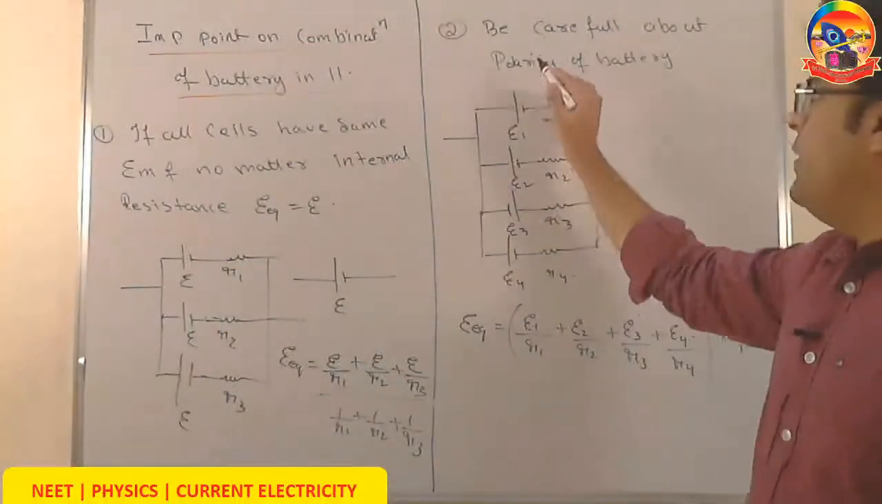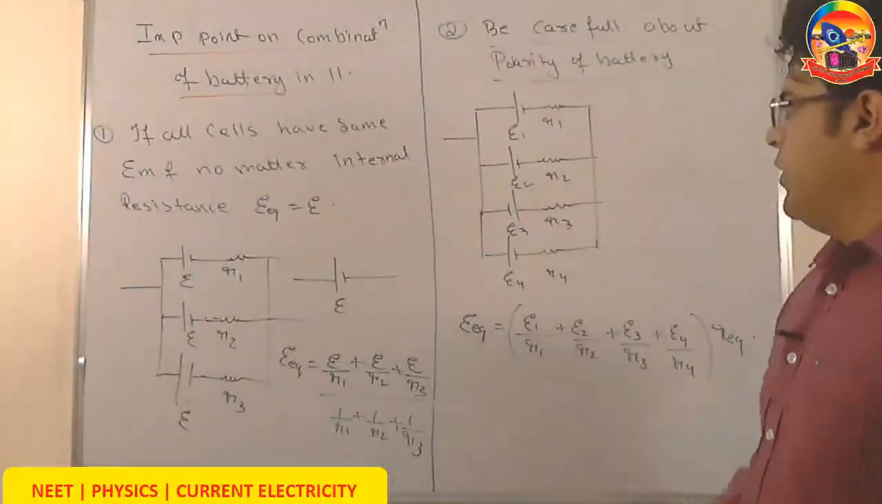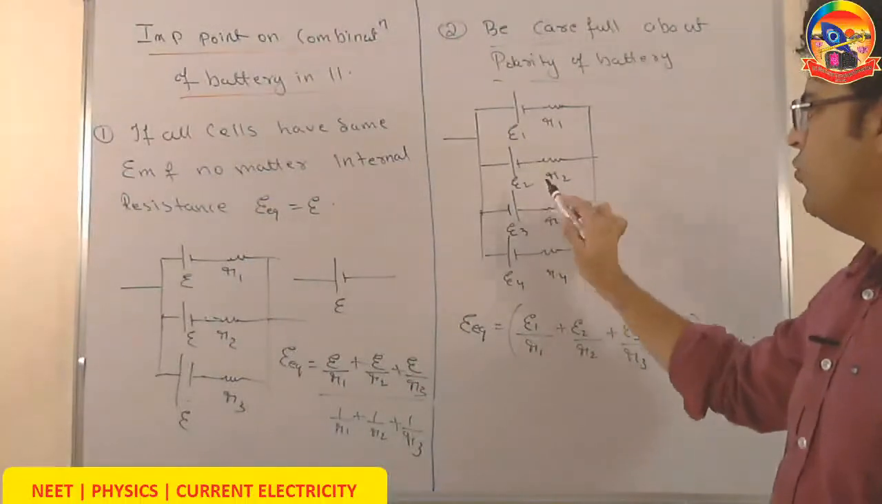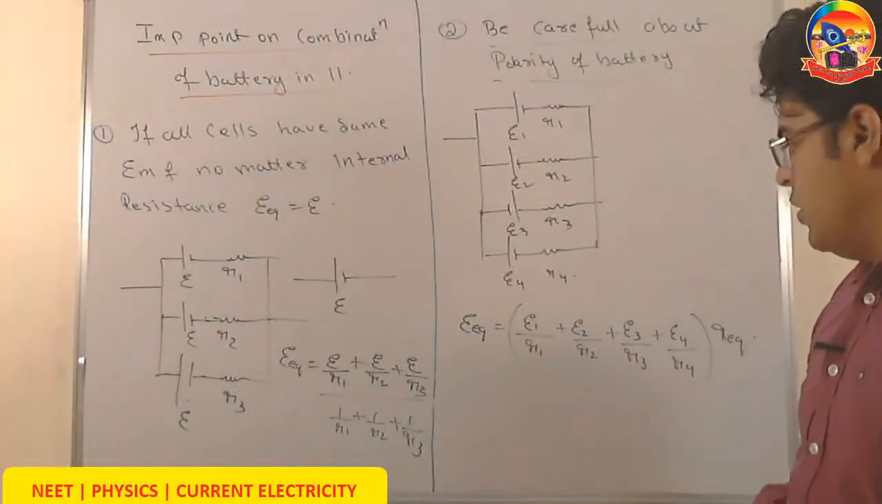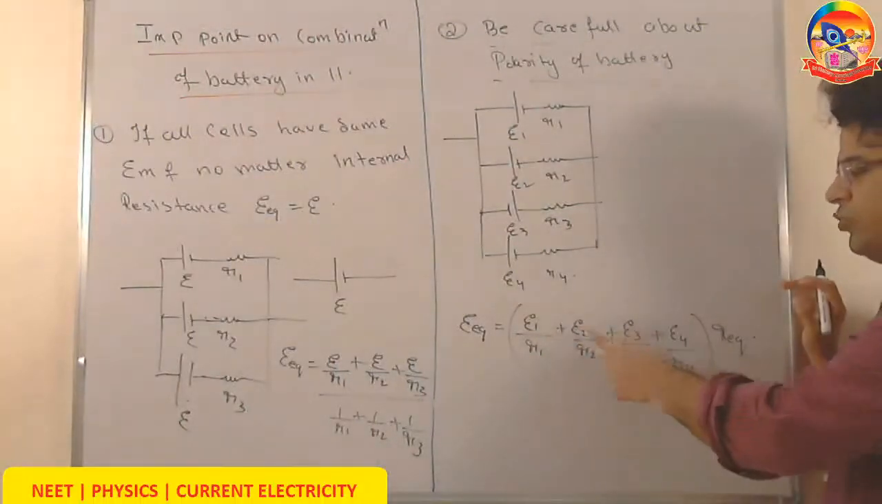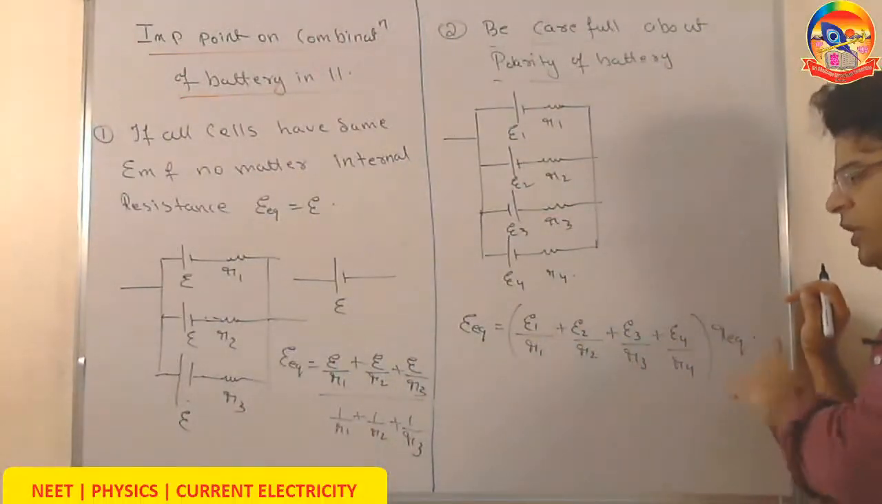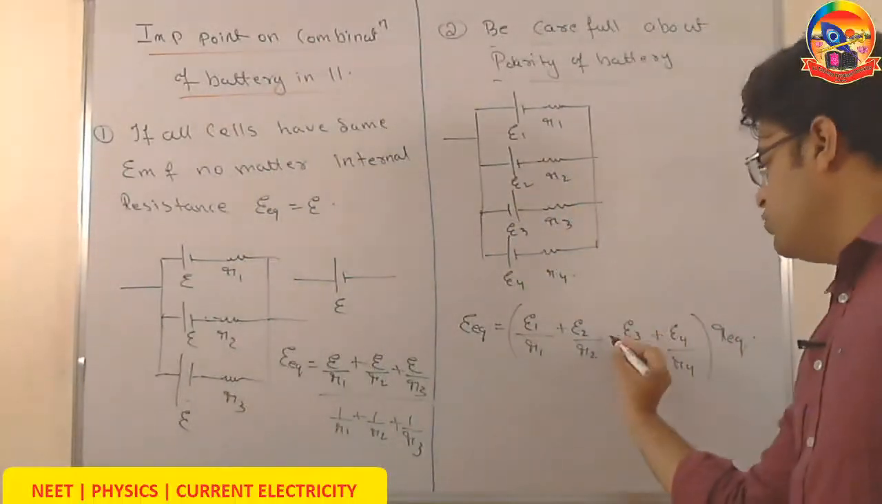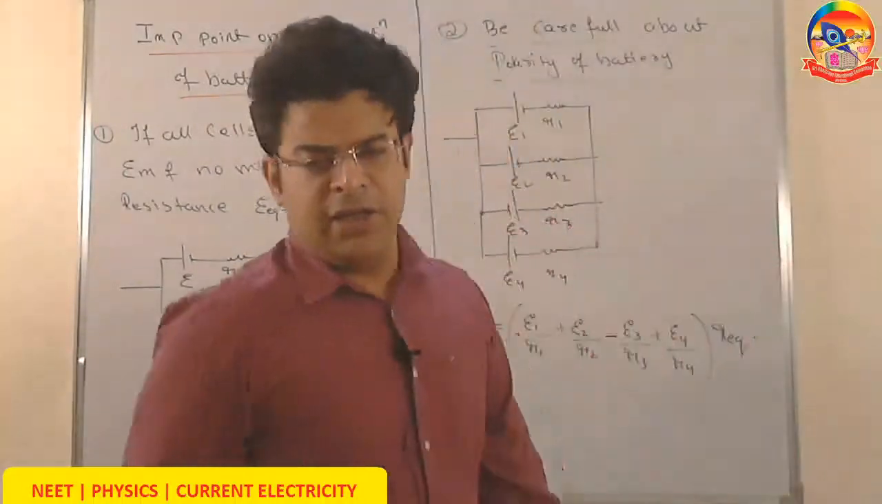Second, be careful about the polarity of battery. Let's say you have got these four cells having EMF E1, internal resistance R1, E2, R2, E3, R3, E4, R4. Now when you write the equivalent EMF, don't write E1 by R1 plus E2 by R2 plus E3 by R3 plus E4 by R4 into R equivalent. No, this third battery has been flipped in polarity. So here you should get a minus sign rather than plus.